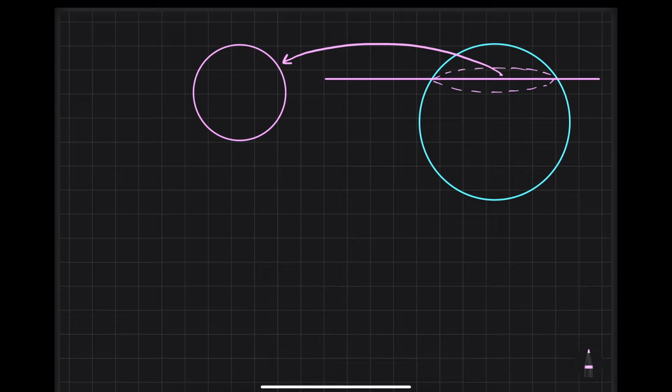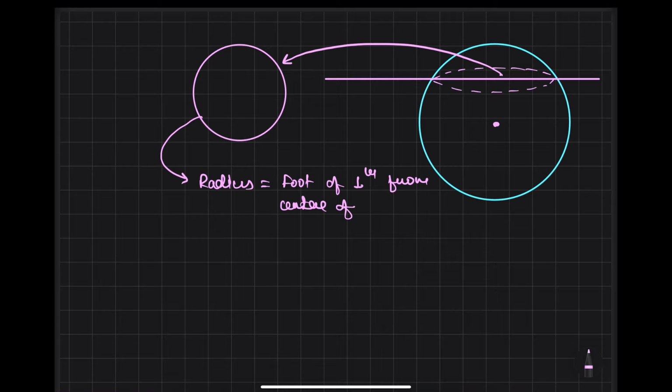Now you know this thing, this is the center of the sphere. Now we need to find out the radius of this circle. So for radius, what you have to do, you have to find the foot of perpendicular from the center of the sphere on the plane.